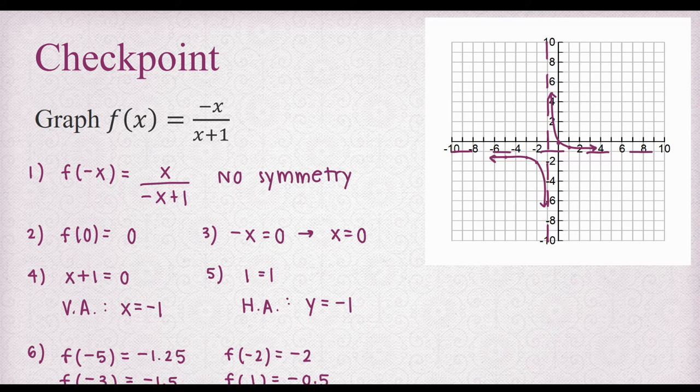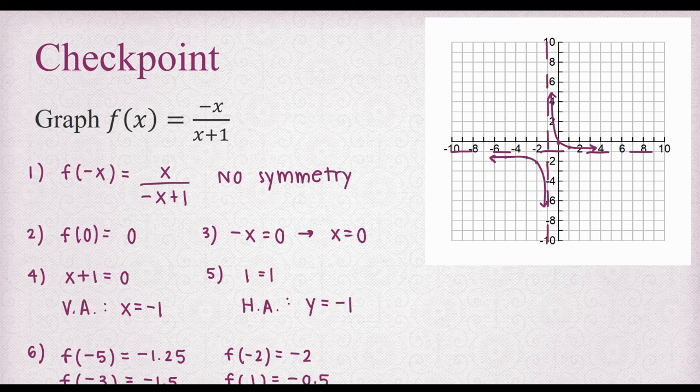Okay, we should have gotten no symmetry. Our x and y intercepts are at (0, 0). We have one vertical asymptote at x equals -1. Because the degrees of the numerator and denominator are the same, our horizontal asymptote is found by dividing those lead coefficients. So y equals -1 would be that horizontal asymptote.